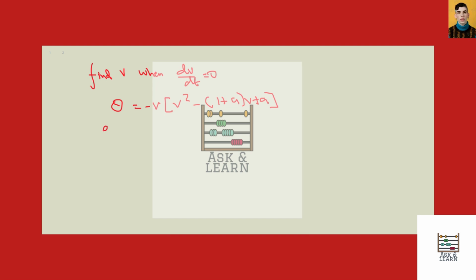So this simply means that either negative v equals 0, or the whole expression v squared minus 1 plus a v plus a equals 0. If you have a product and you have two expressions that give you a product of 0, it means that one of them has to be equal to 0, or both of them have to be equal to 0. So in this case, you divide both sides by negative 1, and we already have one solution for v. V equals 0.